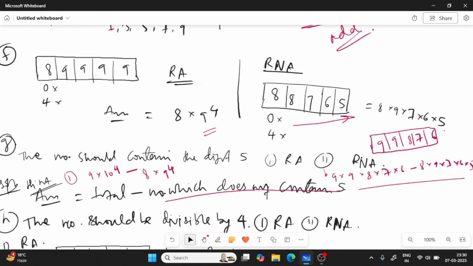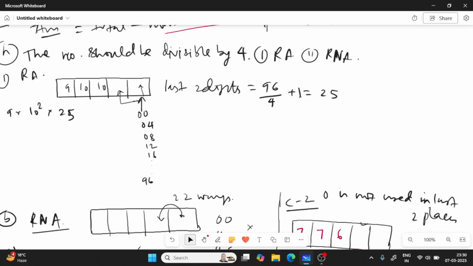When replacement is allowed, in that case we have 9 into 10 to the power 4 minus 8 into 9 to the power 4. So this is our required answer. Okay. Next question.